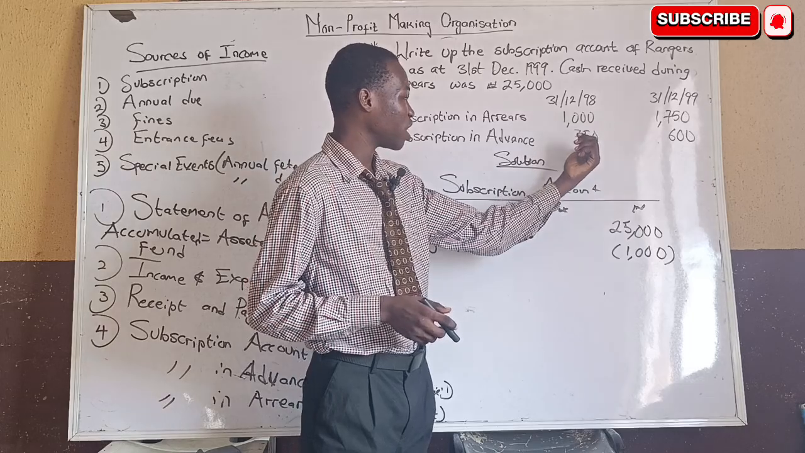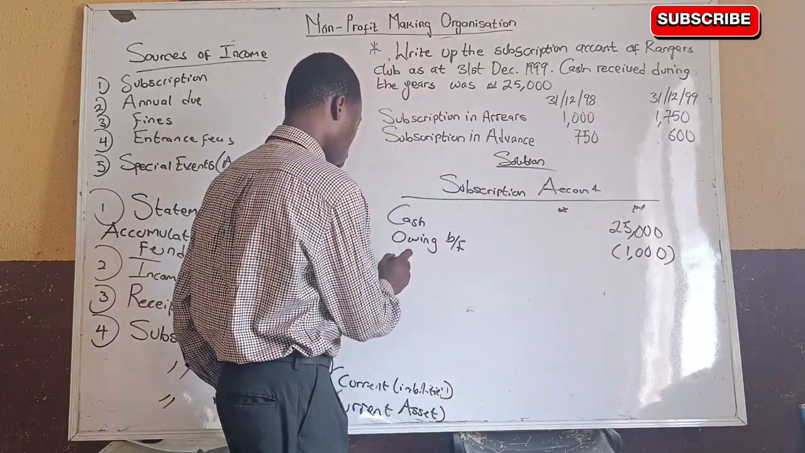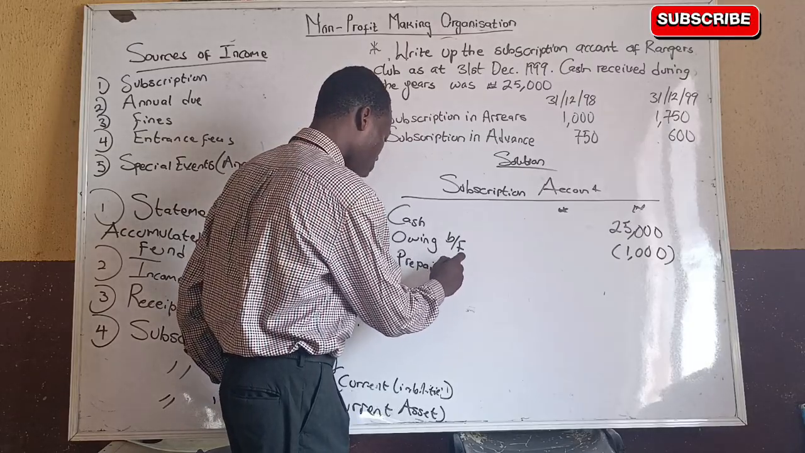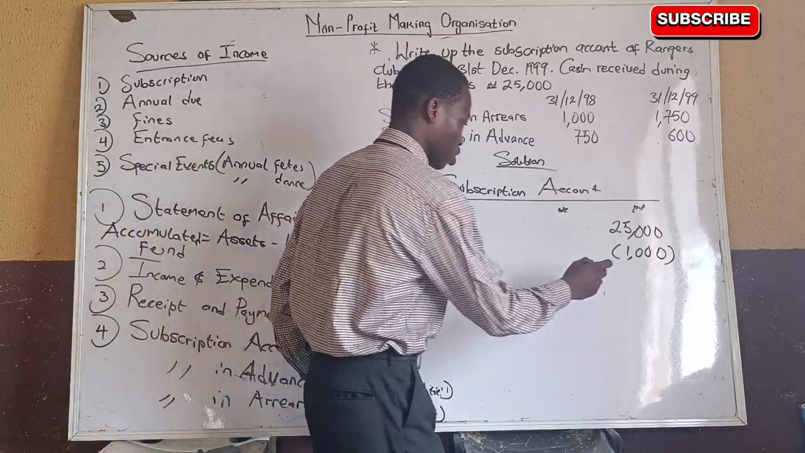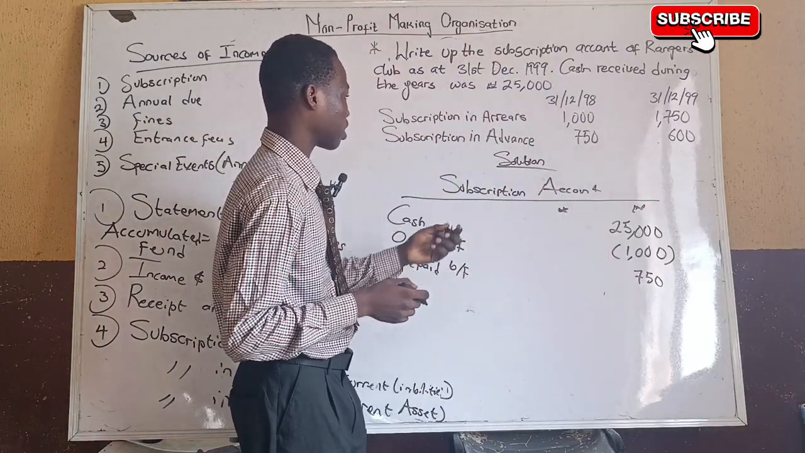So since at the beginning it's for this year, because it's paid in advance, we are going to add it to it. We are just going to write prepaid balance brought forward, which is 750. So you're adding it to it. So that is how to do the necessary adjustment.